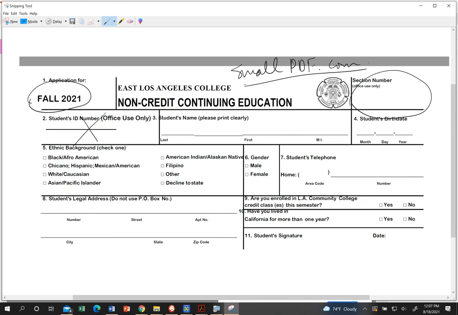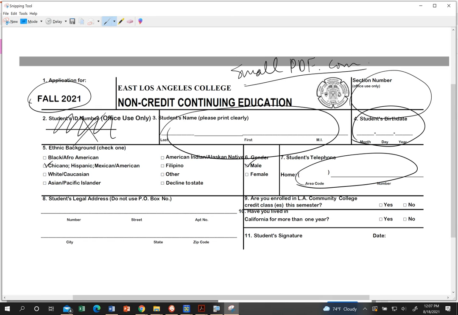All right, so you can start filling this out. You need to fill out this last name, first name. You need to have the student birthday. You don't need to have the student ID. Just leave it blank. Okay, don't cross anything out. You need to check one of these things. You can put a check mark or you can put an X. It doesn't matter. Your gender, and then your phone number.